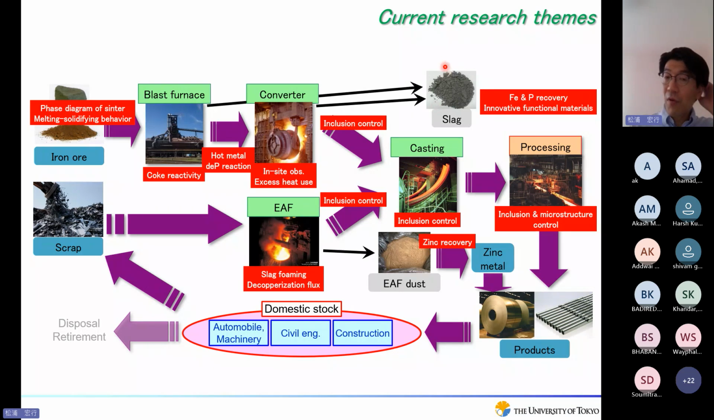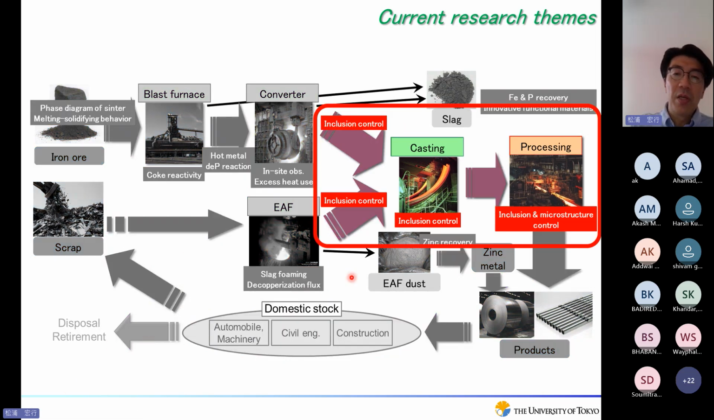I'm mostly focusing on ironmaking and steelmaking, from the iron ore sintering process to casting, as well as a little bit about the heat treatment process, a part of physical metallurgy. But I'm mostly working on the chemical metallurgy part after the blast furnace, before casting. So today my research talk is focusing on these parts, mostly the control of inclusions to produce high quality steel products.